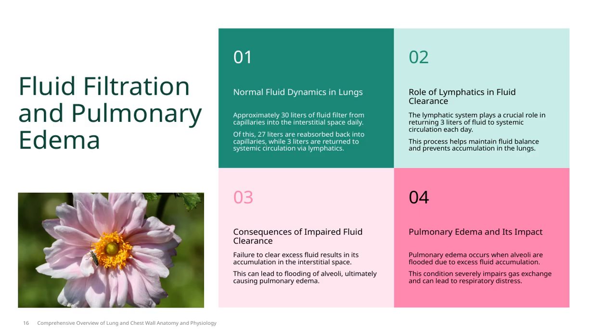If fluid clearance is impaired for any reason, excess fluid can accumulate in the interstitial space. When that happens, it can lead to flooding of the alveoli, which is what we call pulmonary edema. Pulmonary edema is a serious condition because it floods the alveoli, impairing gas exchange significantly. This makes breathing difficult and can cause respiratory distress. That's why the lymphatic system plays such an important role. It helps clear about 3 liters of fluid each day, returning it to circulation and preventing fluid buildup in the lungs. So, maintaining this delicate balance is essential for healthy lung function and effective respiration.